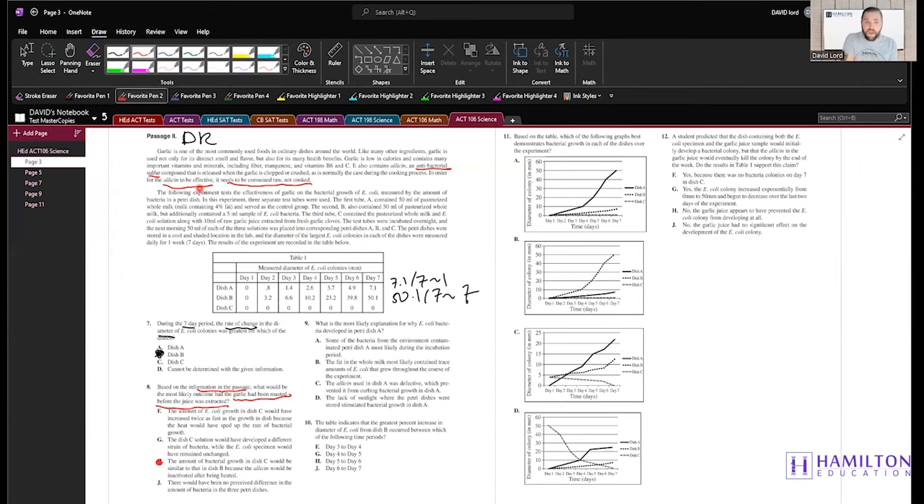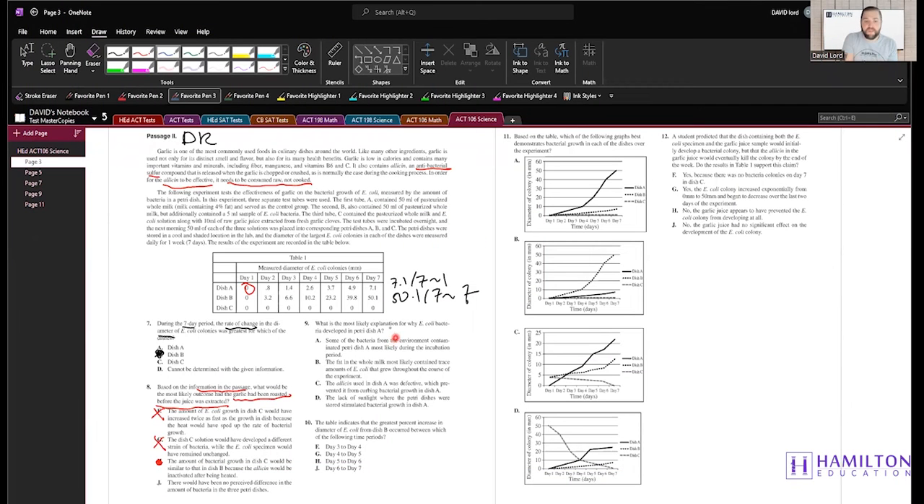To set up the experiment, they had 3 separate test tubes. The first tube A contains pasteurized milk. So pasteurized milk is usually boiled or heated up so that it kills all the bacteria or most of the bacteria.